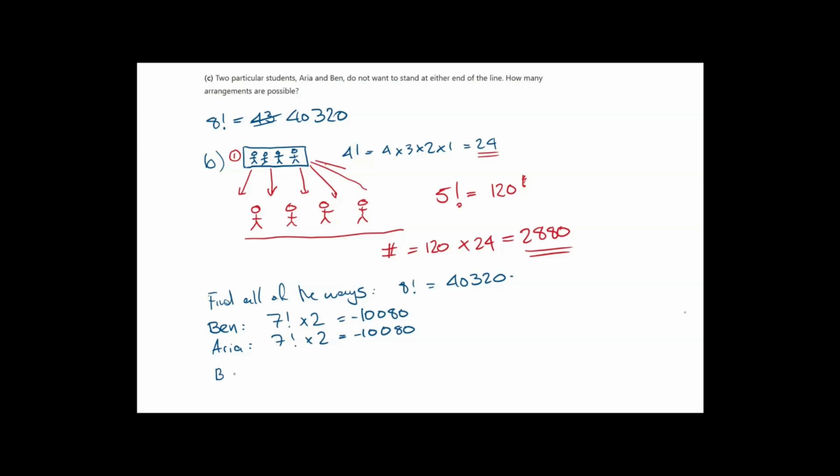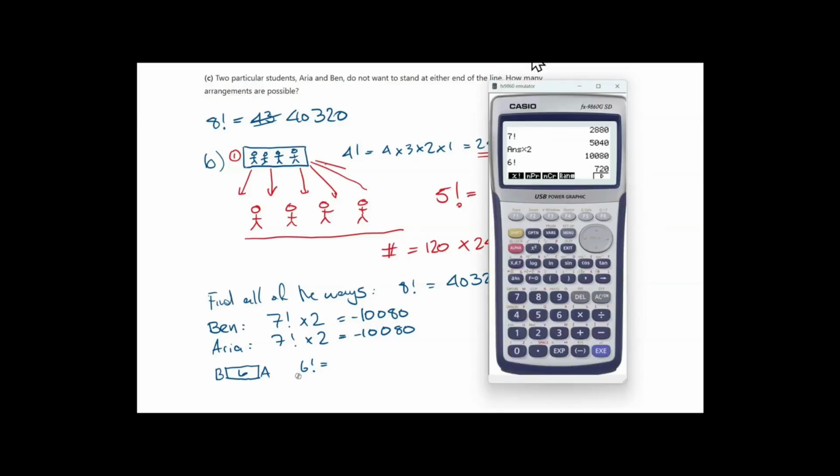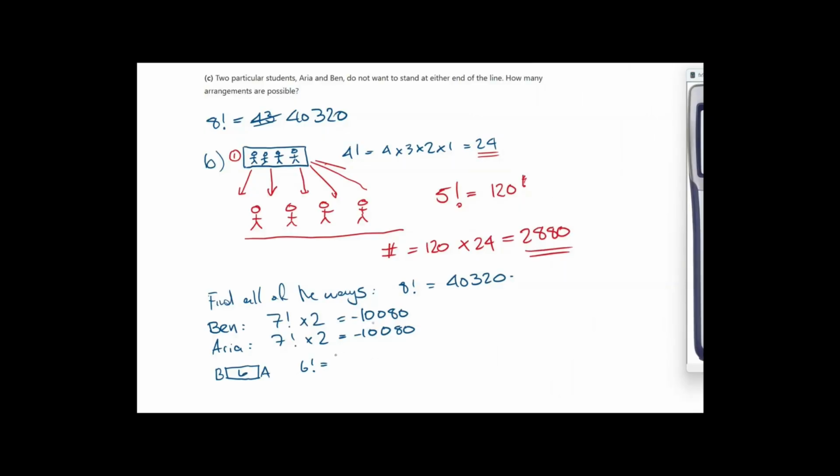If Ben is at one end and Aria is at the other end, the students in the middle, there are 6 of them. So the way that could be done is 6 factorial ways. And 6 factorial is 720. But there's 2 ways of doing it. If Ben is on one end and Aria is on the other end, we could do it as well that Aria is on one end and Ben is on the other end. So it's going to be another 720 taken away.